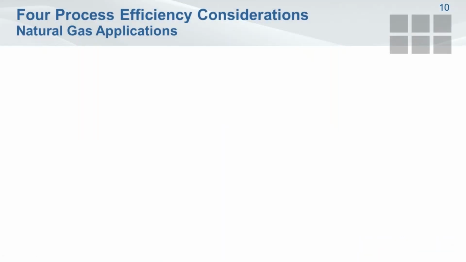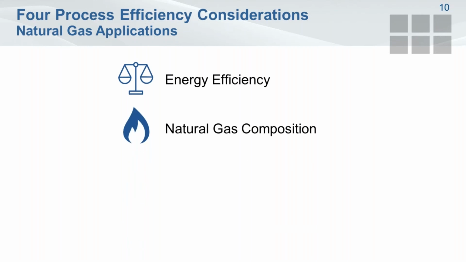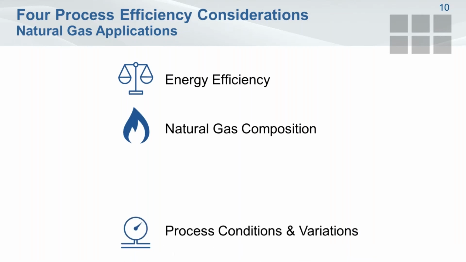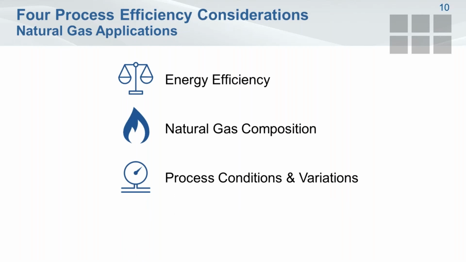So breaking down the 4 efficiency considerations we're going to take into account today, we want to look at energy efficiency, knowing how changes in our mass flow of the natural gas impacts our calorific value. We're going to take a look at the gas composition itself and what impact, if any, does a change in the composition percentages have on our overall efficiency. Process conditions and variations. Am I able to actually measure my flow of natural gas under all operating conditions? And accuracy and repeatability. Can I rely on my flow measurement to help optimize the efficiency of my process?